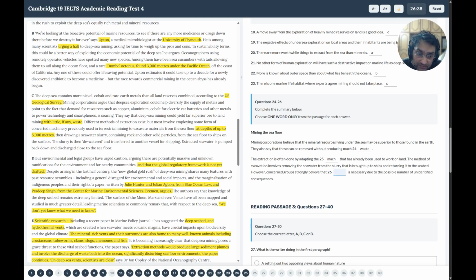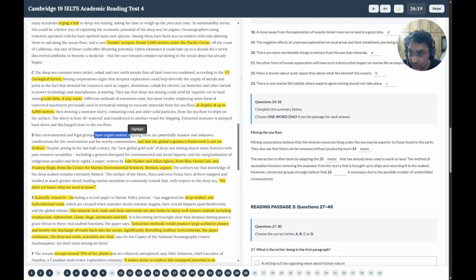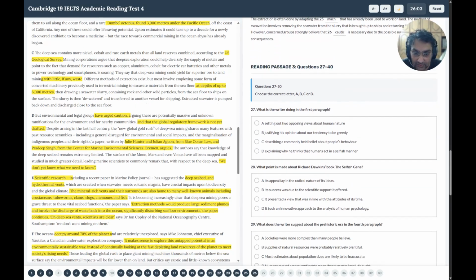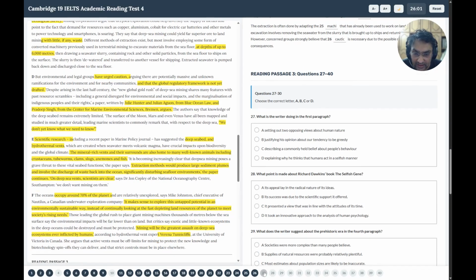However, concerned groups strongly believe that dash is necessary due to the possible number of unidentified consequences. Have urged caution. Concerned groups strongly believe that dash is necessary. There are potentially massive unknown ramifications, which means unidentified consequences. Caution. Got it. 27 to 30. All right, let's go to 27.